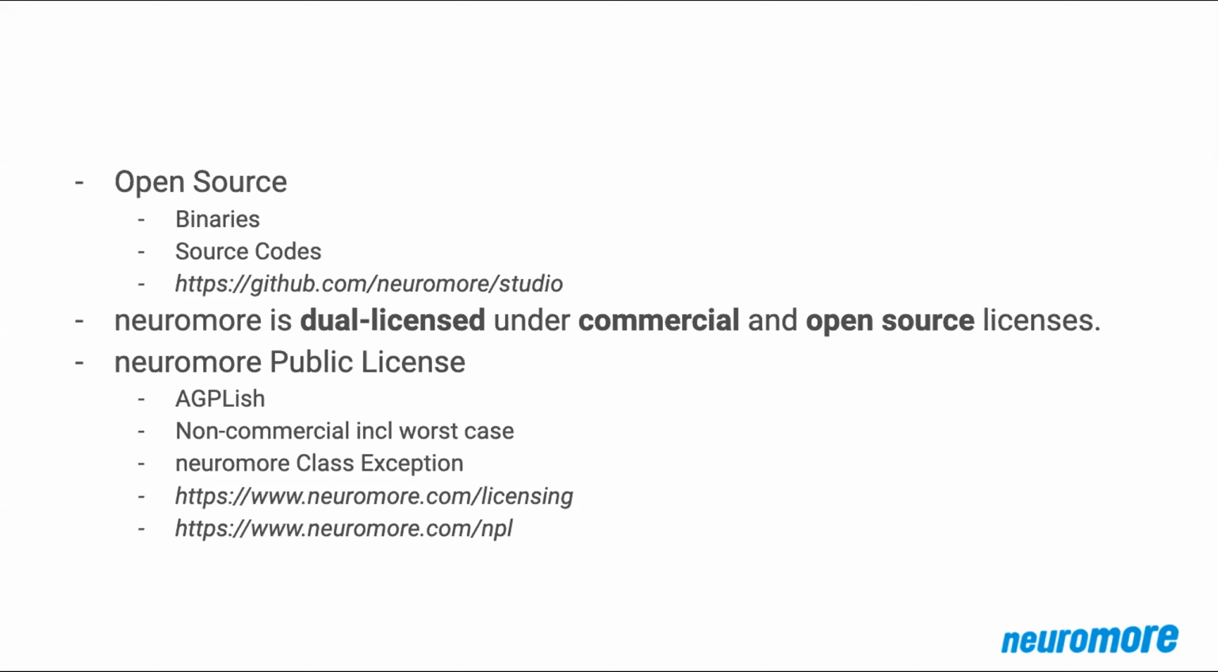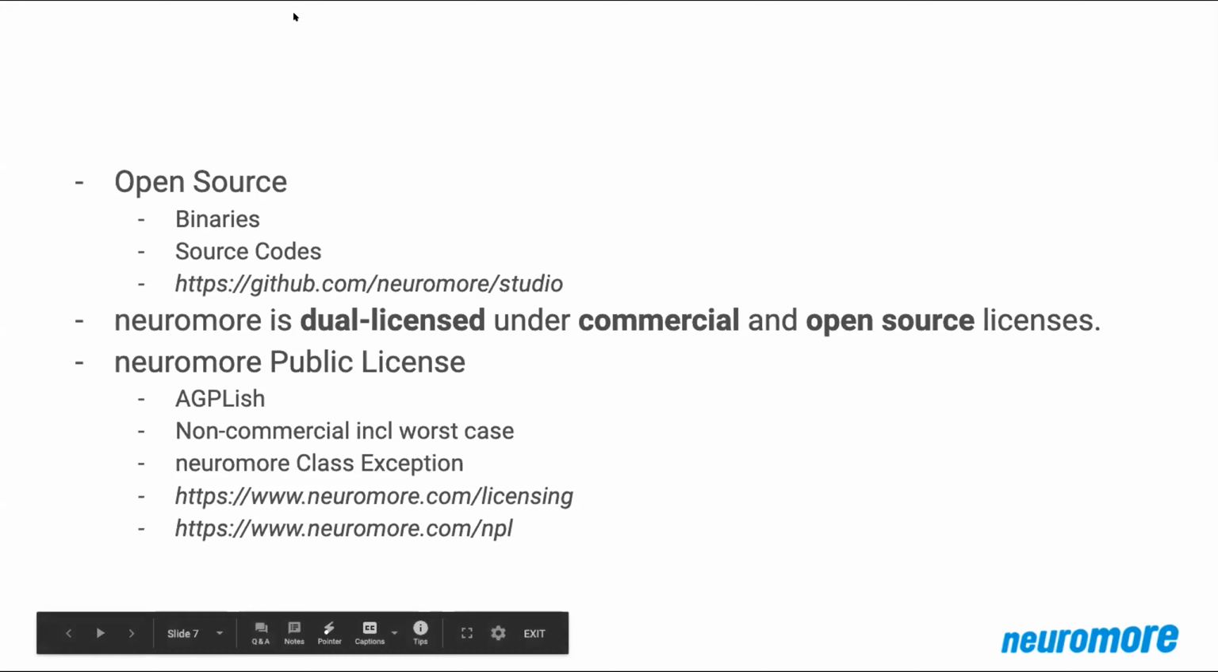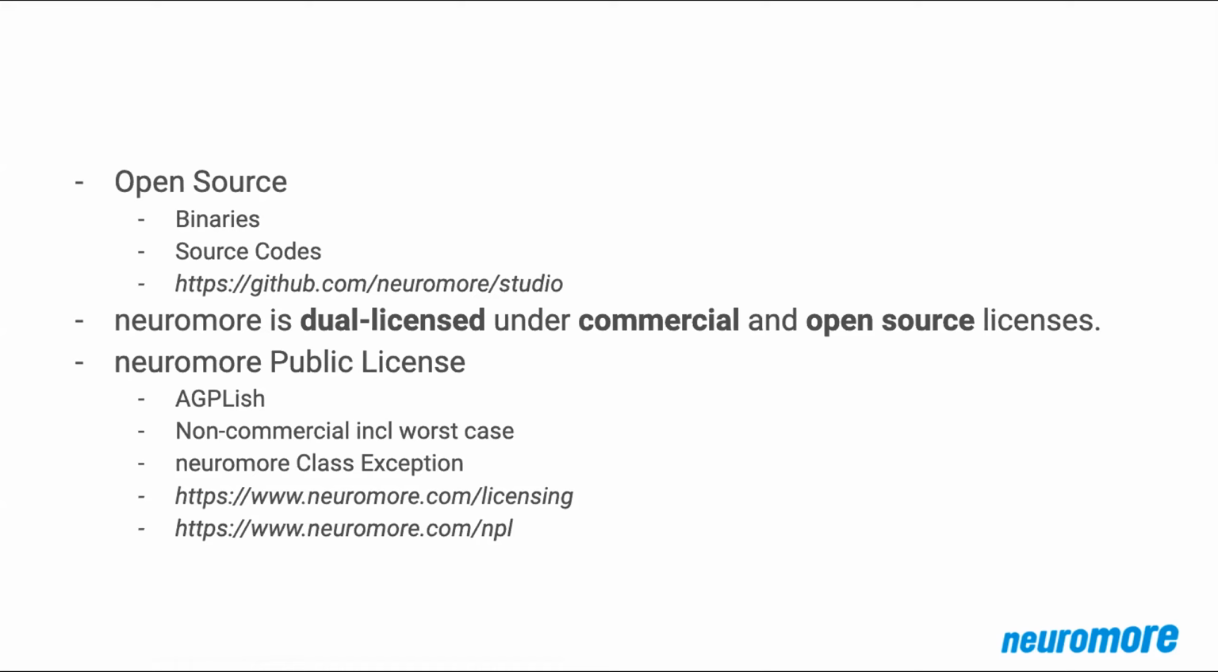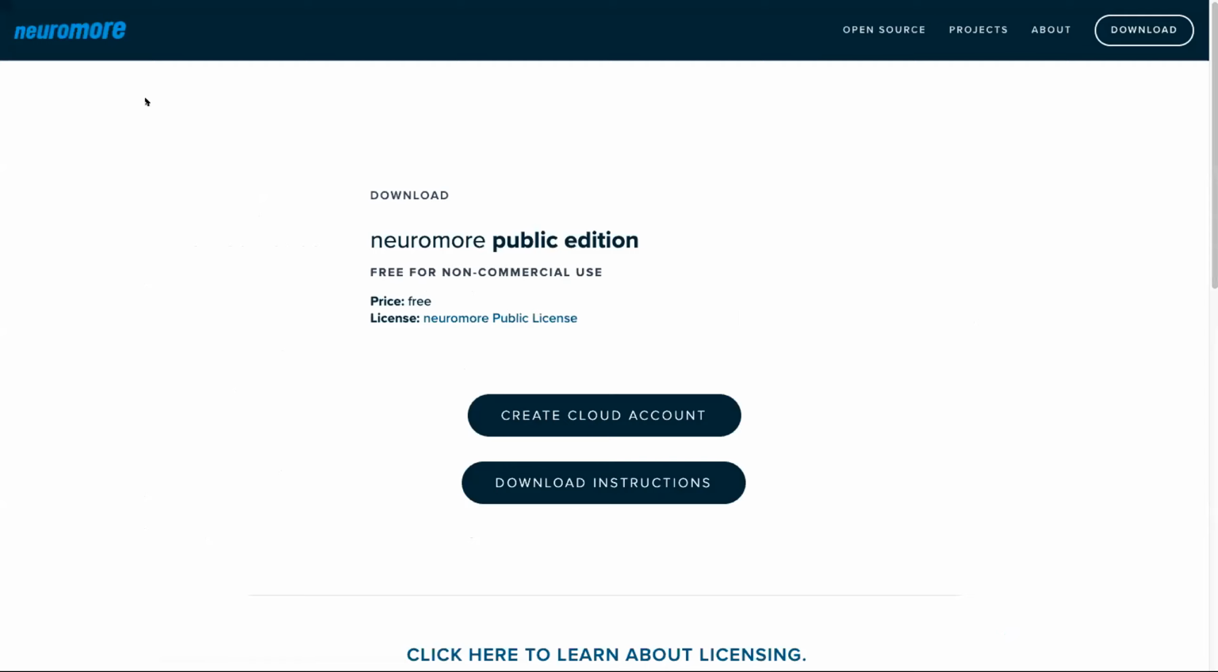Thanks for mentioning it. So if you want to get hands-on with the neuromore technology, including the neuromore Studio, we have it open source. We have binaries and the source code available. You can just go to github.com/neuromore/studio or access it through the neuromore website. You go through neuromore.com, click on downloads, and then you can create your cloud account.